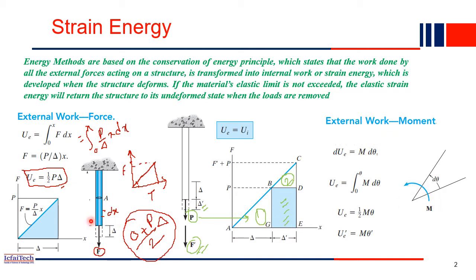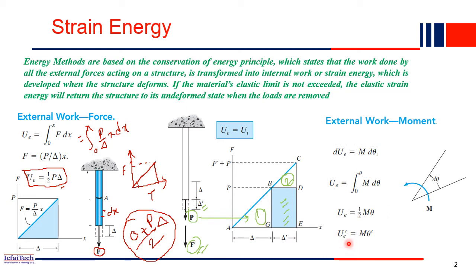Similarly to what we did here with this triangle, where we calculated the average load, here also the moment is not applied at an instant. At the beginning, at 0 seconds, the moment was 0, but gradually we started applying the moment. Maybe at the end of 1 minute, the moment reached m. So what is the average moment applied? The average moment will be (m plus 0) by 2, the average of two values, so m by 2. So U equals half into m theta, right?